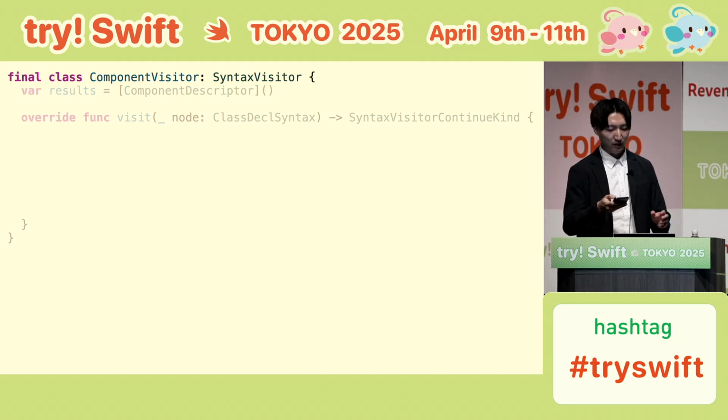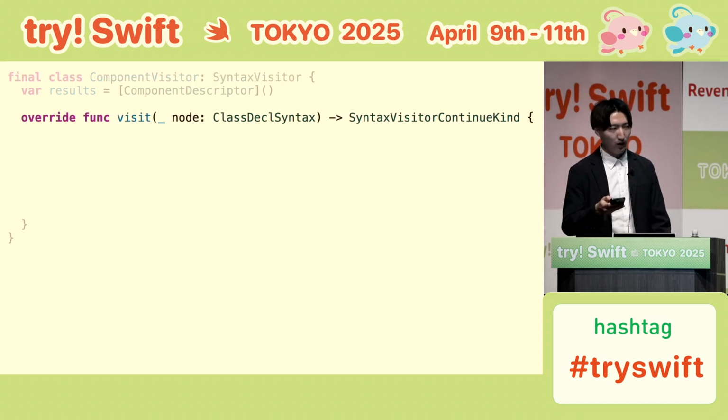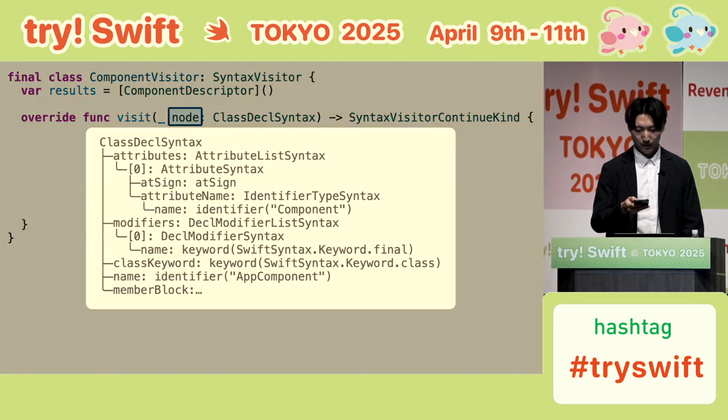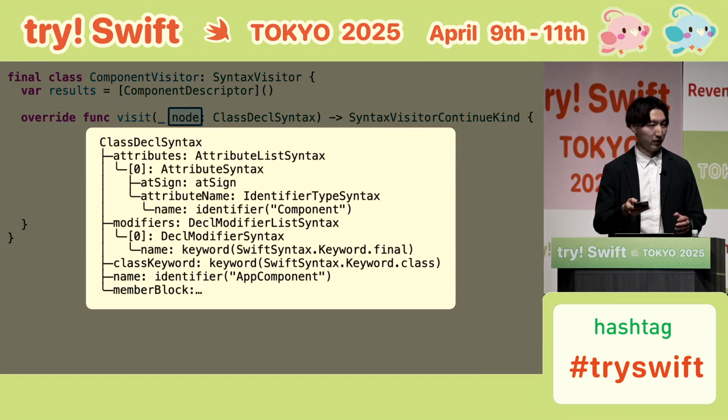ComponentVisitor is a class that inherits from SwiftSyntax's SyntaxVisitor. This visitor traverses the syntax tree, and we can handle specific nodes by overriding the visit method. Here, we want to collect information for classes annotated with the @AddComponent macro. So we override the ClassDeclSyntax visit method. The node argument in visit contains the syntax tree information, which looks like this.